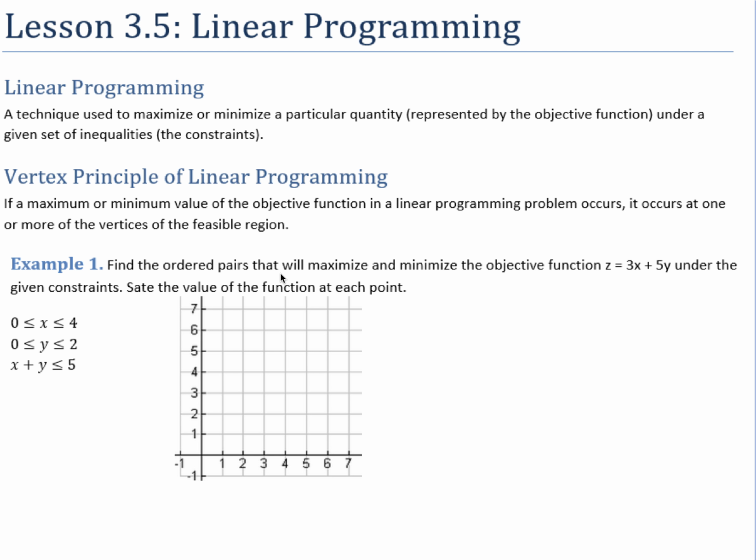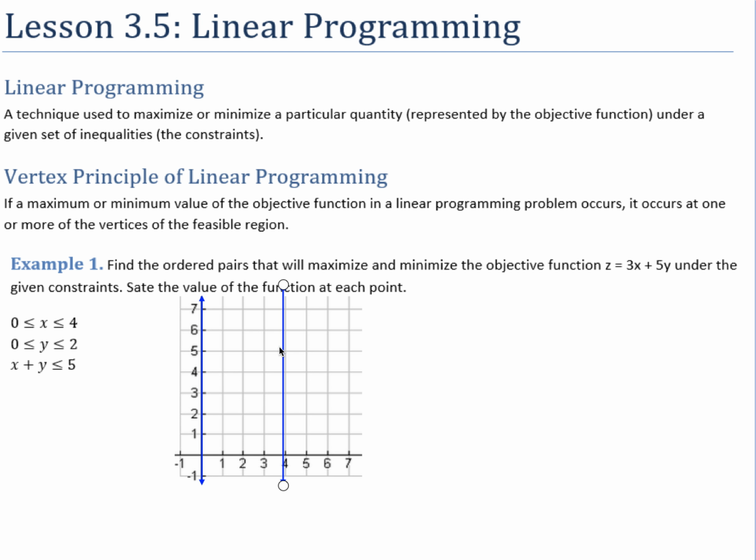Find the ordered pairs that will maximize and minimize the objective function z equals 3x plus 5y under the given constraints. State the value of the function at each point. So right here, it's dealing with x values, so 0 is less than or equal to x, which is less than or equal to 4. That means all of our x values are between 0 and 4. It's got the or equal to there, so we use a solid line. And so that's what we will do. We want it greater than or equal to 0, which is the y-axis actually, and less than or equal to 4, which is right there.